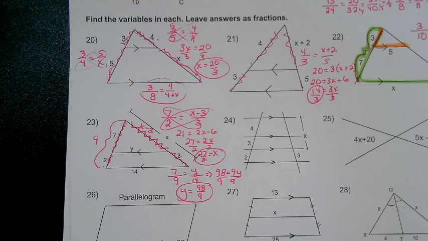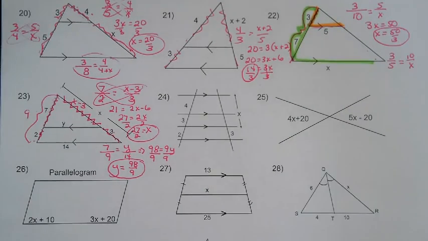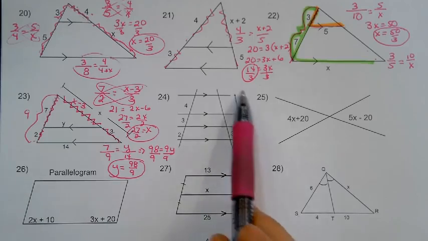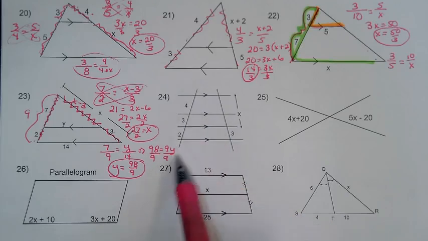Okay, let's look at this picture right here. We have a bunch of parallel lines cut by 2 transversals, and we have some pieces here so we can make some ratios and proportions to solve for some of these numbers.